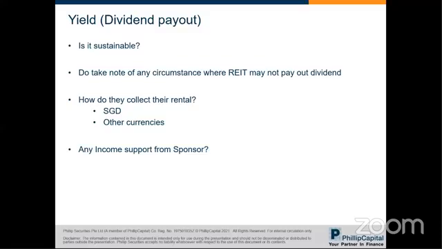However, when the income support expires after a few years, it will really depend on the REIT manager. Are they able to negotiate the rental back to the market price? In case you don't see that they are able to do that, then you can see that there's suddenly a huge drop in the rental income.